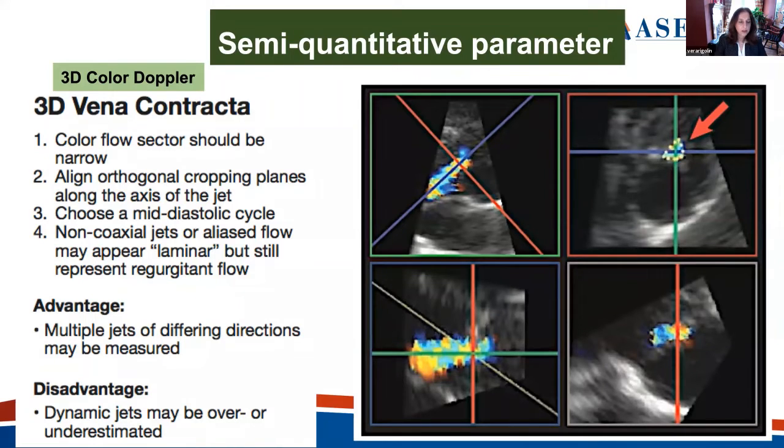Advantages here are that we can look at multiple jets of differing directions that we can measure individually. The disadvantage is that dynamic jets may be over or underestimated. And of course, it takes a little practice and expertise, not only to acquire these images, but also to know how to do the measuring.